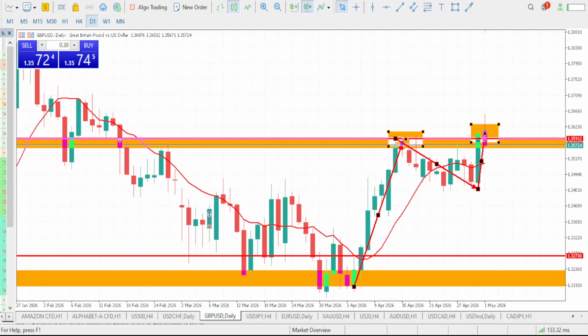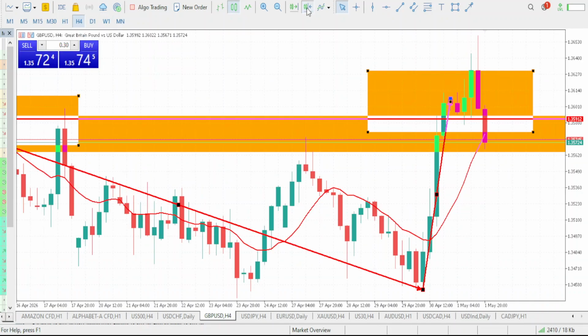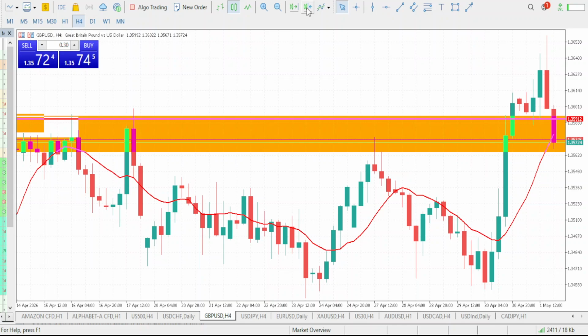So if you want to do anything on your GBPUSD, go in for the sell. If you are in the sell, hold your sell position. If you are not yet in the sell, it will be better you still look to go in for the sell for the week. Now let's go down to our four-hour time frame right here.